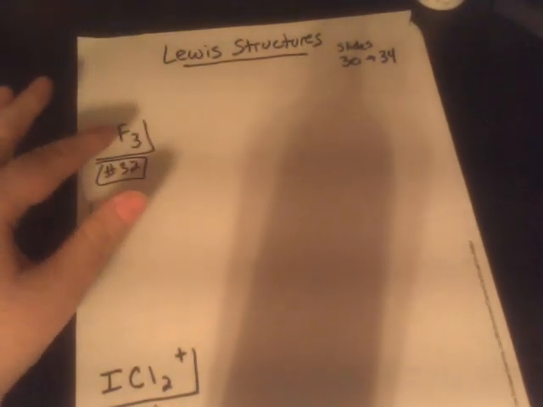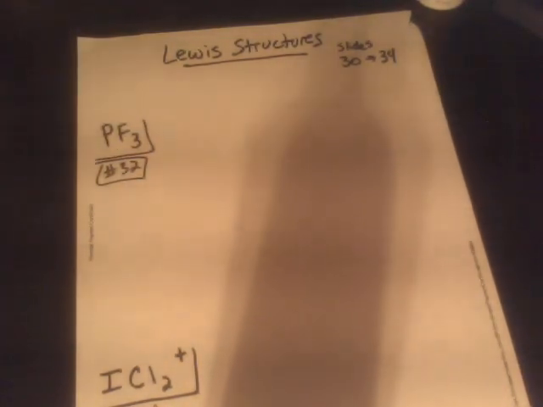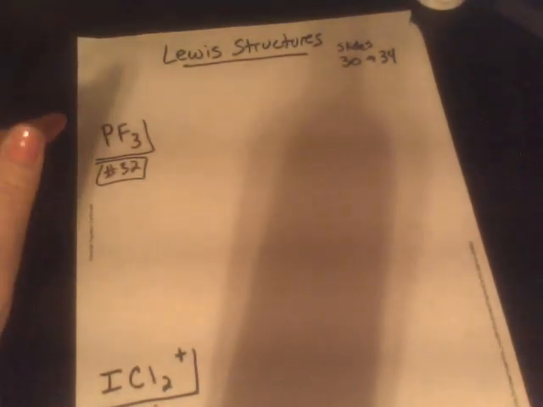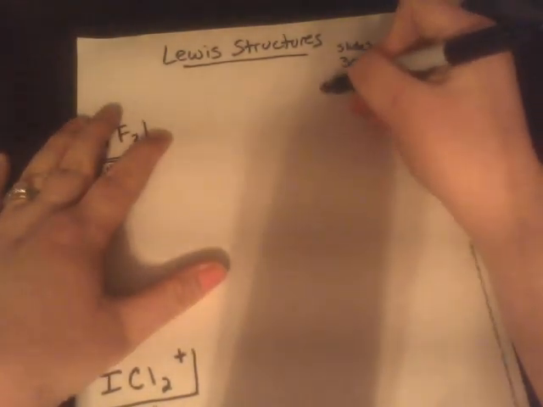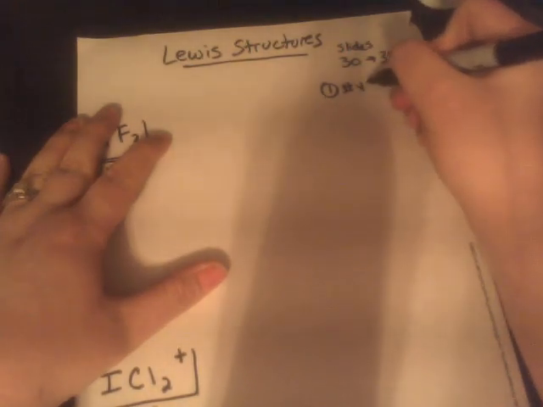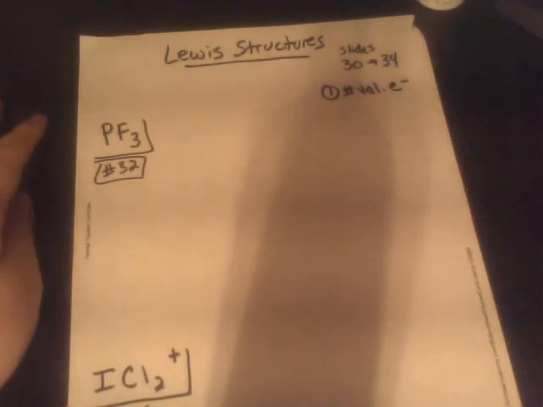So there are a set of steps that you do each time in order to write a Lewis structure. The first step is absolutely going to be the easiest. You're going to get the number of valence electrons. So that's the first step. That's on slide 30.